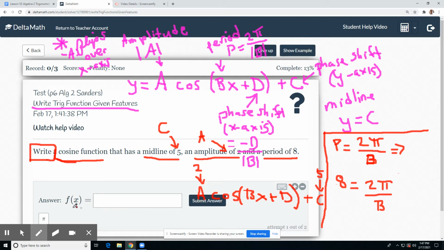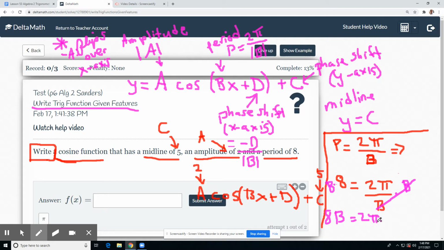All right, so now we need to solve. The easiest way to kind of deal with these, I don't want to make it any harder than it needs to be, it's already kind of complicated, is we need to get B out of the bottom. It's trapped when it's in the bottom of a fraction. So I'll multiply both sides by B. Okay, the B's cancel. And now I have, I'll just move it in front, 8B equals 2 pi.